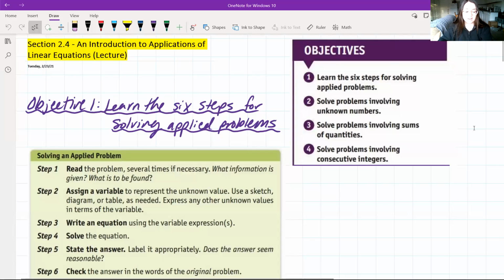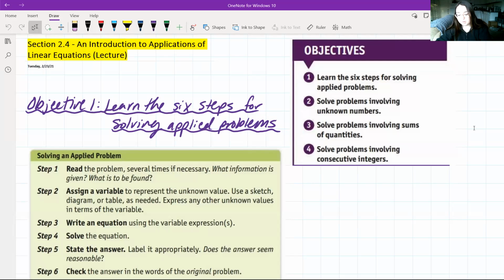All right, everyone. Hello, we're going to be doing section 2.4. So in section 2.3, we learned more about linear equations. And for section 2.4, we're going to do applications of these linear equations. So we have four objectives.